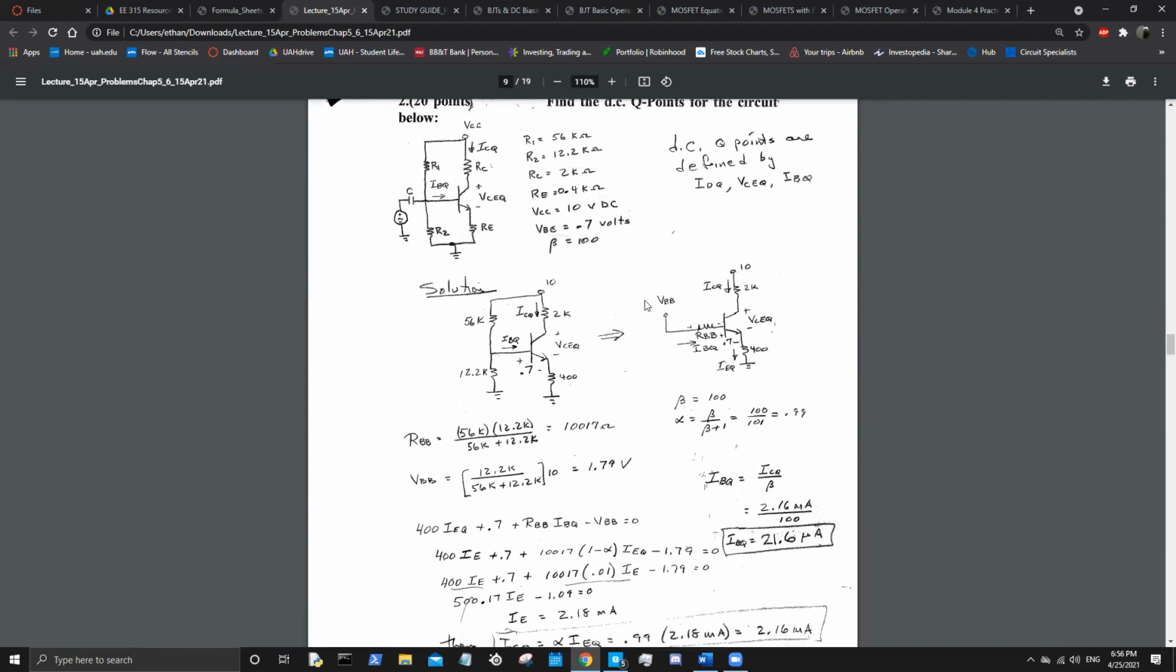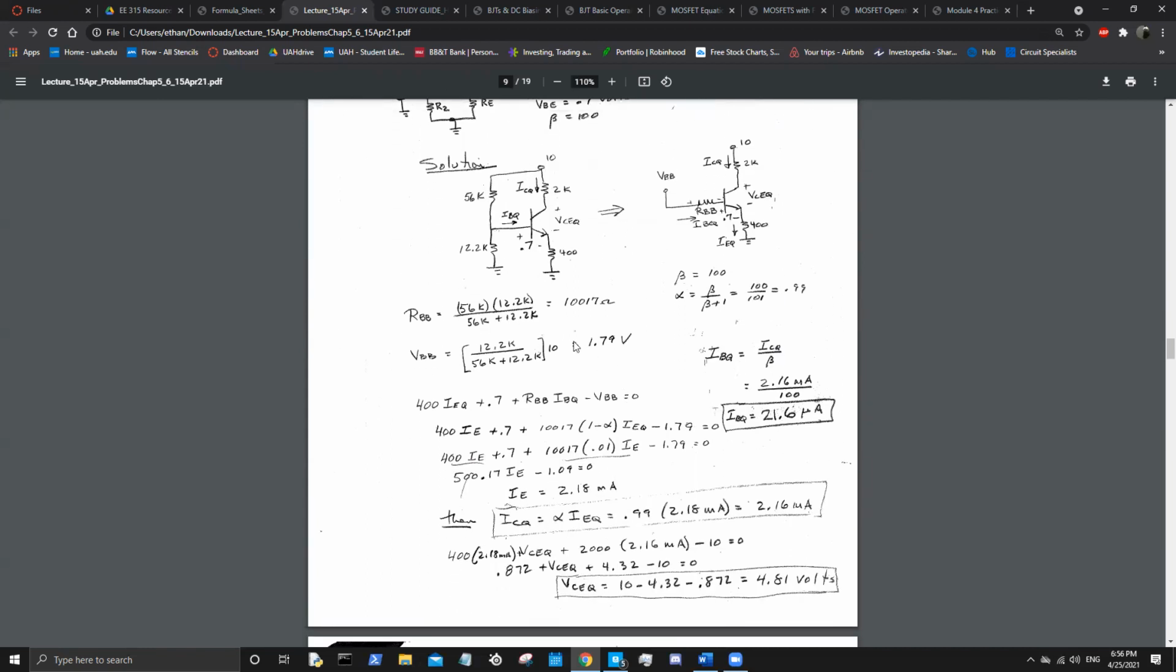Where do you put it? He VBB calculated is at like the 179. VBB is 179. So he got this 4.32 and 0.872 volts from somewhere. I believe it's from the KVL. Like, look right above it. Yeah, right there. Look at that equation.